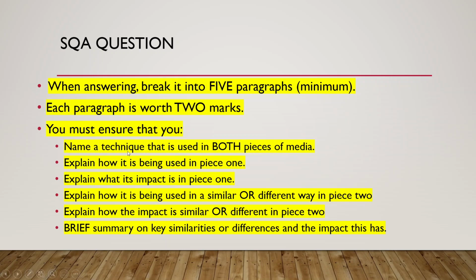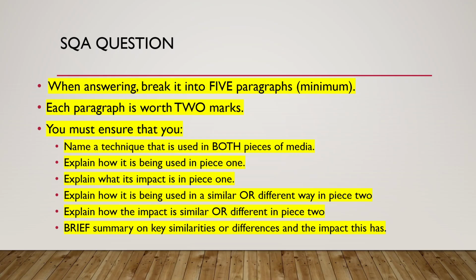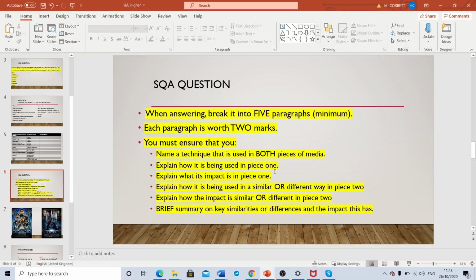So, name the technique in both. Explain how it's being used in piece one. Okay, so the first poster you're looking at, and what the impact is. All right. Composition. He's big. That's how it's being used. Impact. We know he's important. That's what we learn from it. Okay, gives us an insight into narrative, and I would mention the word narrative, and I'm actually going to shove that in here. Impact is in piece one.